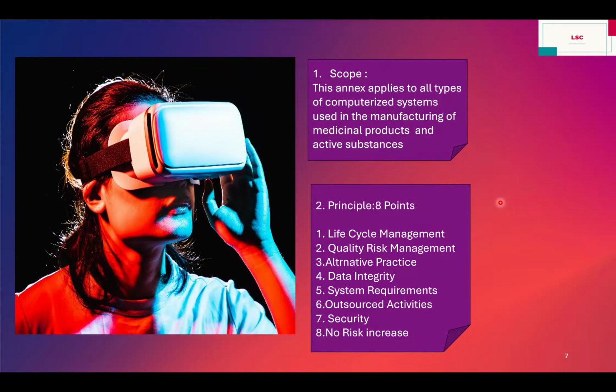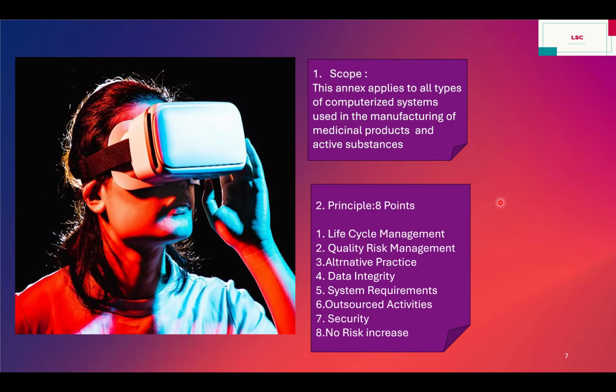As we saw in the previous slide, we will go accordingly by the title. First of all, principle. Eight major points are added in Annex 11 for the principle only.